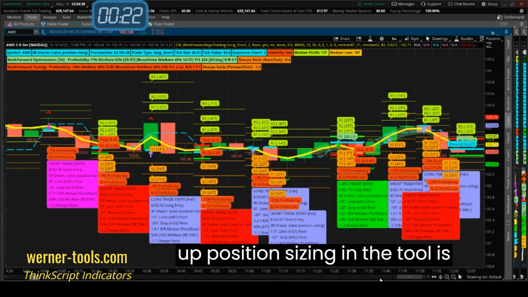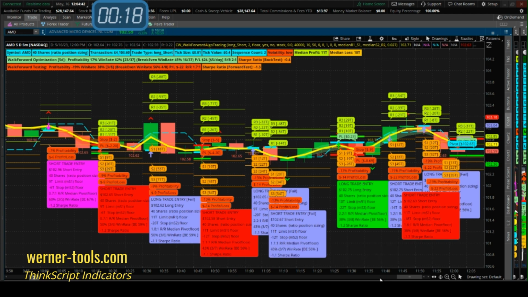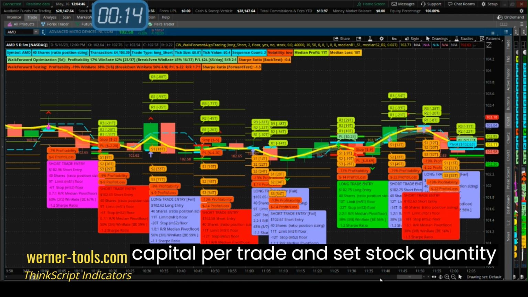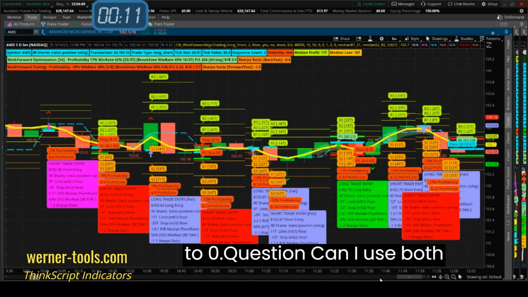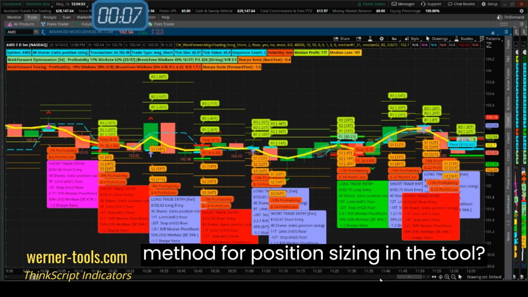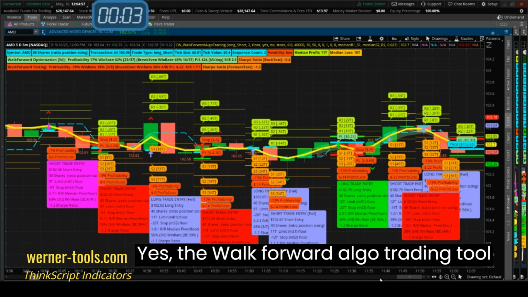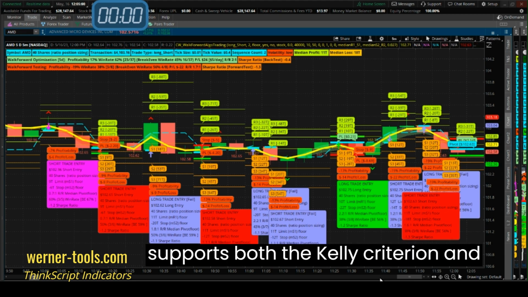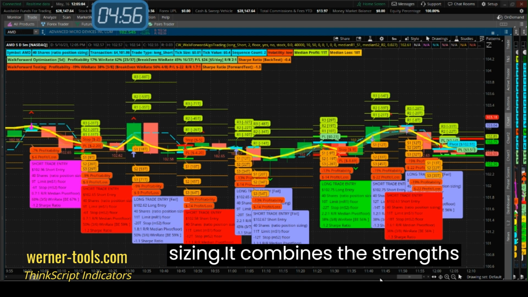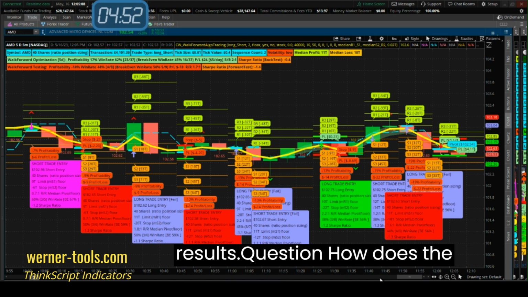Question: is it difficult to set up position sizing in the Walk Forward Algo Trading tool? No, setting up position sizing in the tool is straightforward. You simply input the risk capital, max risk percent capital per trade, and set stock quantity to 0. Question: can I use both the Kelly criterion and fixed ratio method for position sizing in the tool? Yes, the tool supports both methods. It combines the strengths of both methods to achieve optimal results.